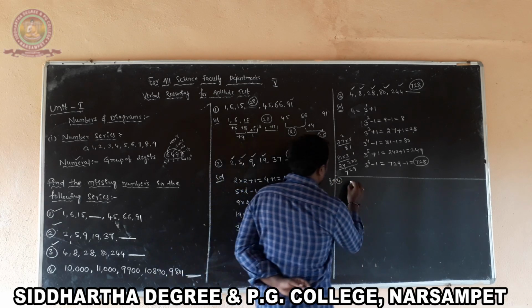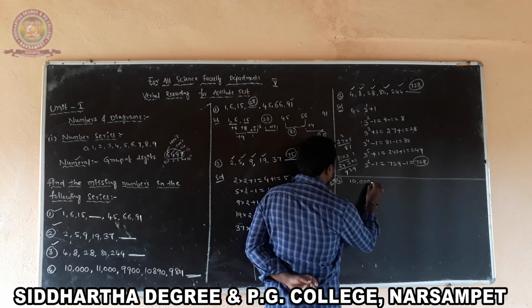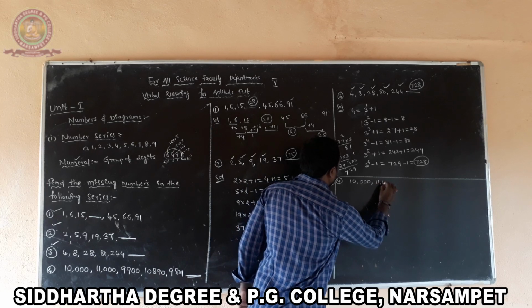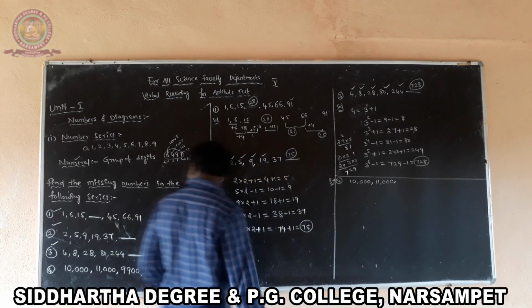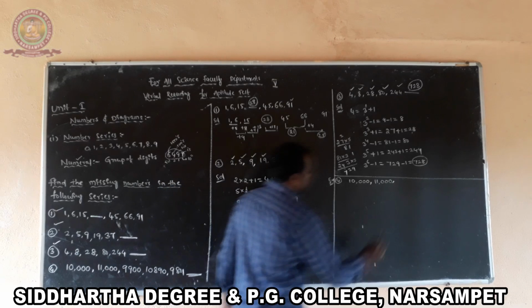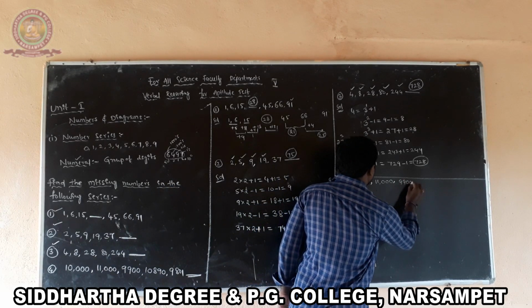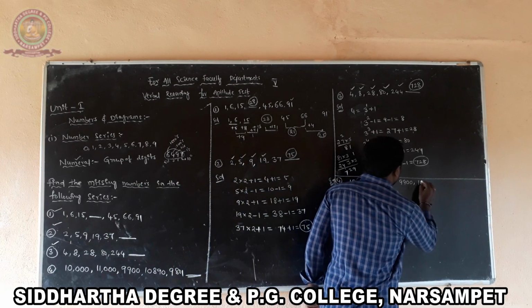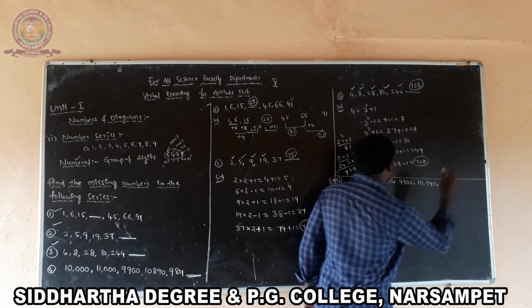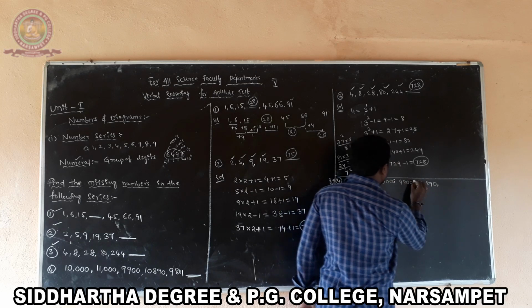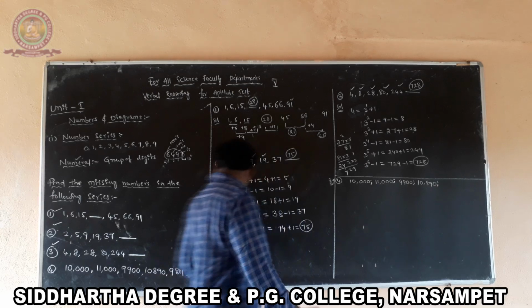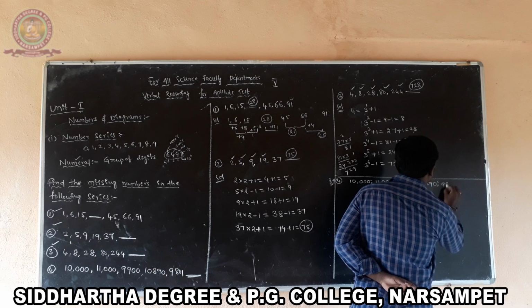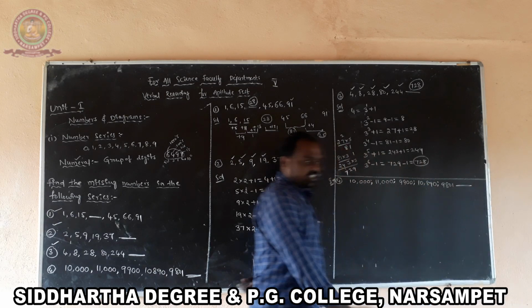The series is 10,000, comma, 11,000, comma, 9,900, comma, 10,890, comma, and the last one is 9,801. Then find the next term.